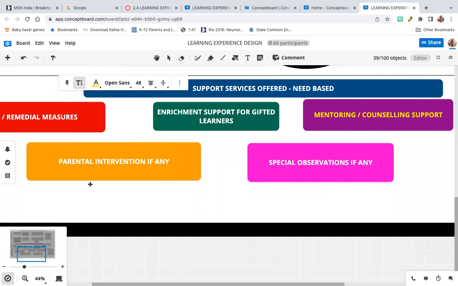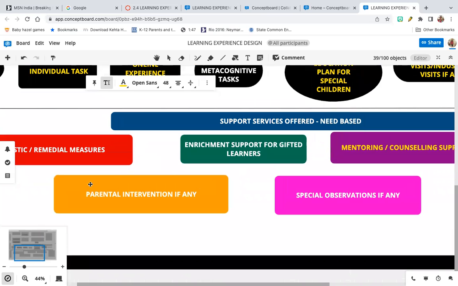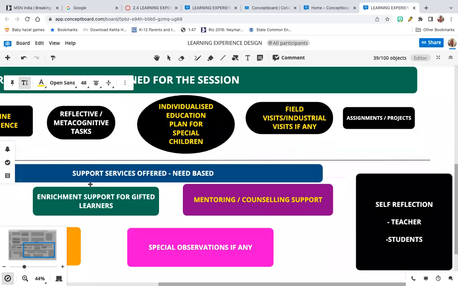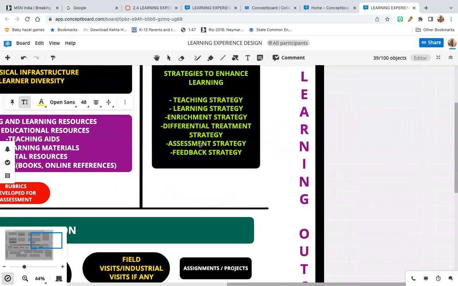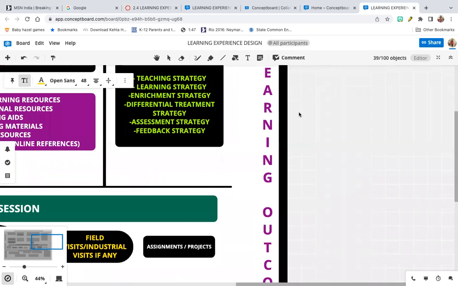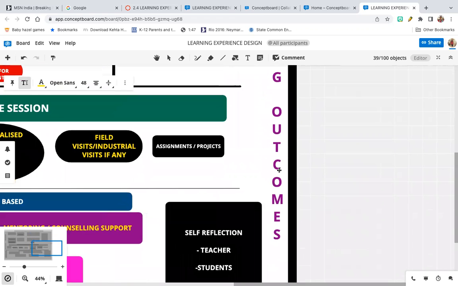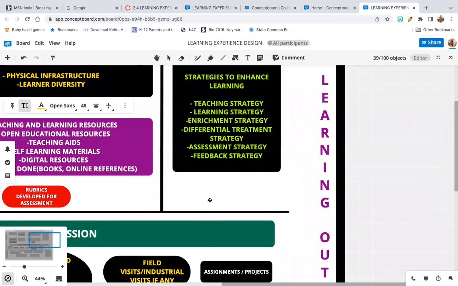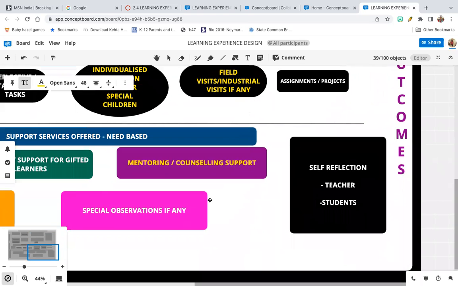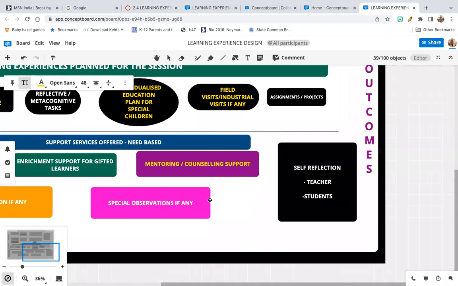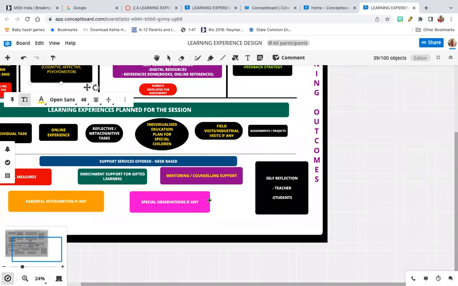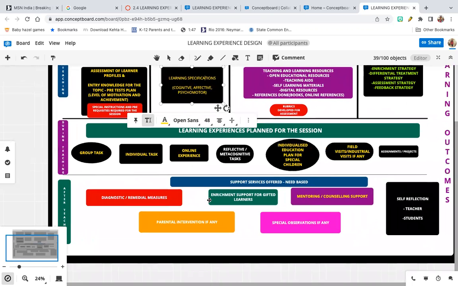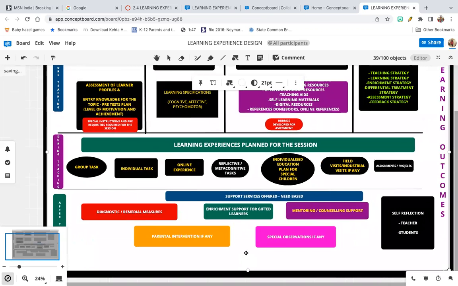Now, this does not get over without a feedback. You need to obtain a feedback from the students. And you need to also assess their learning outcomes. So here I have put down the word learning outcomes. You need to assess the students and you need to have a feedback from the students as to how was this learning experience for that particular topic that was provided to the students. So this is the learning experience designed for you, and you have to use it in your class.